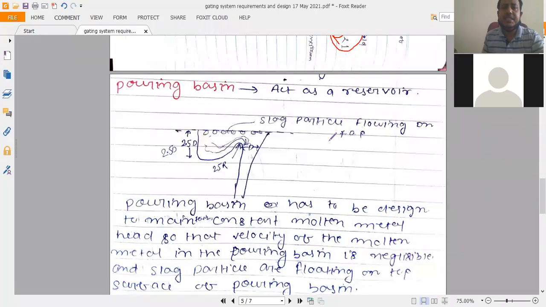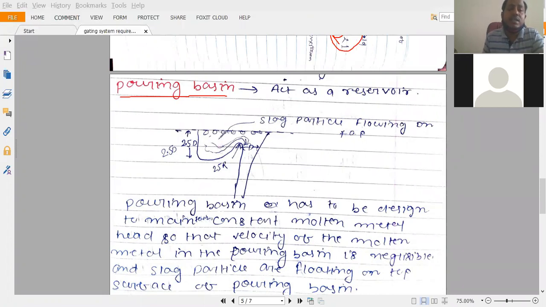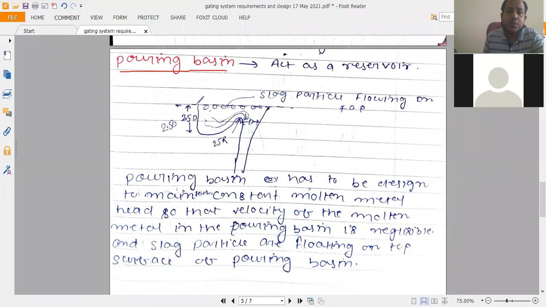So let's see, the first part of the gating system is called the pouring basin. The pouring basin is nothing but a reservoir where, with the help of a ladle, we pour the molten metal first. The design of the pouring basin should be like this: we have to design it such that one part is straight and another part is tapered.